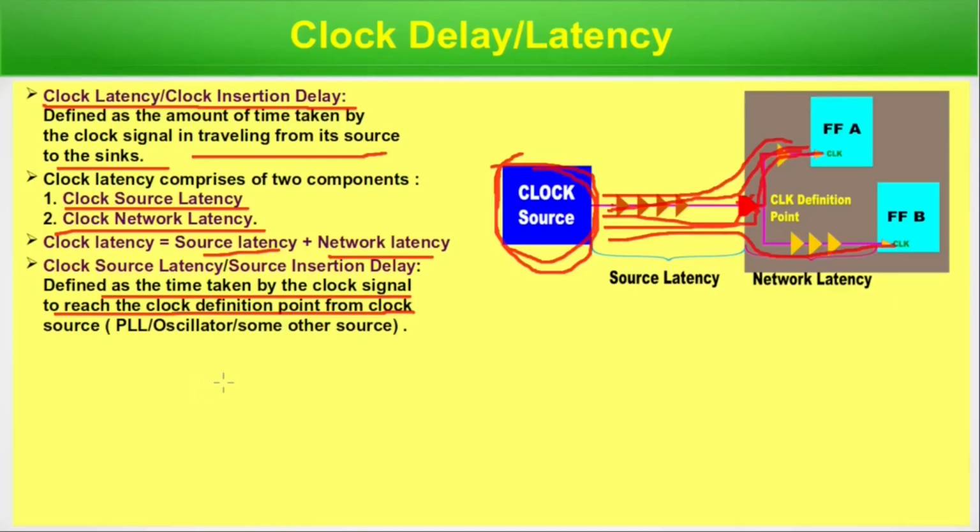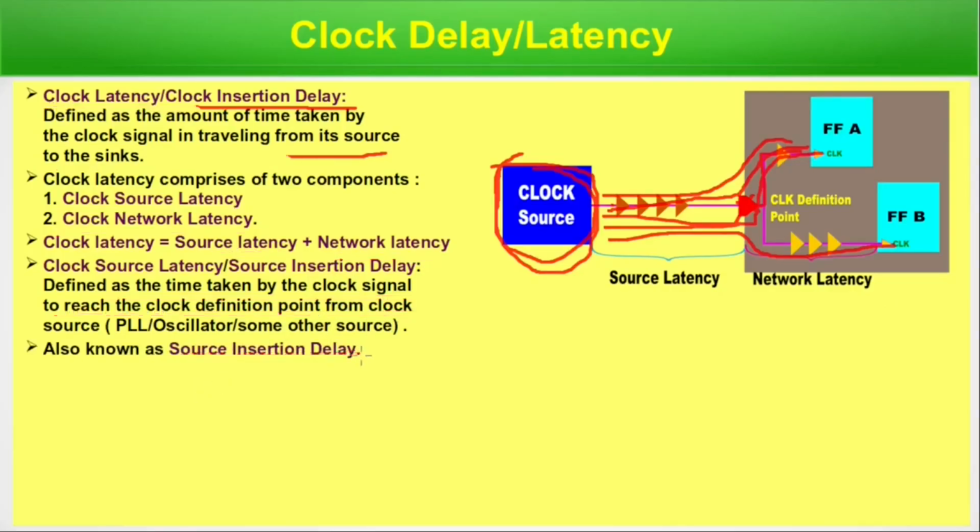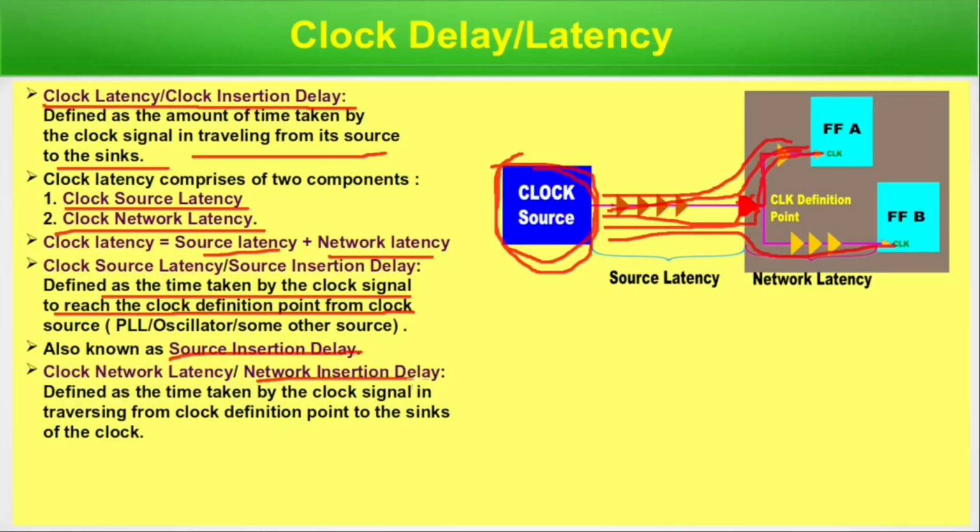That is network latency. Clock source latency is also known as source insertion delay, and clock network latency or network insertion delay is defined as the time taken by the clock signal in traversing from the clock definition point to the sink. Clock definition point to the sink is network latency, and from clock source to clock definition point is source latency. We are done with this slide. Now let's move to the next slide.